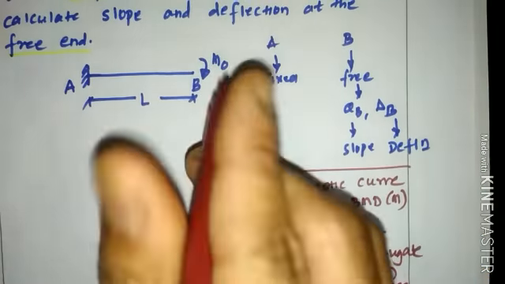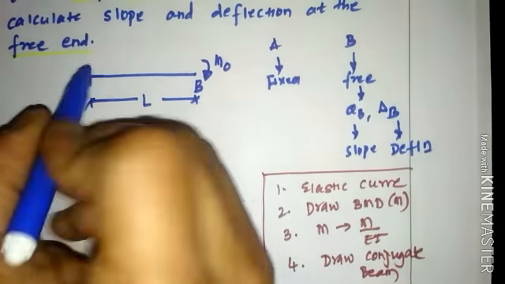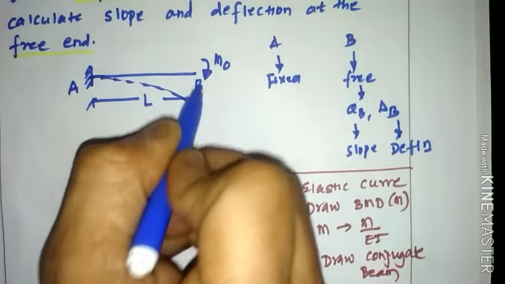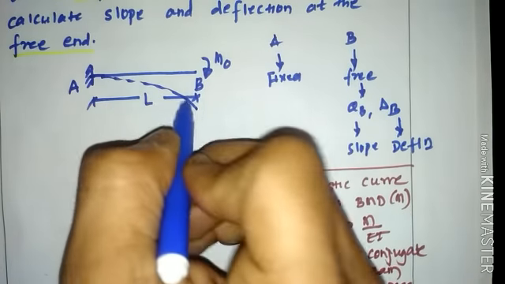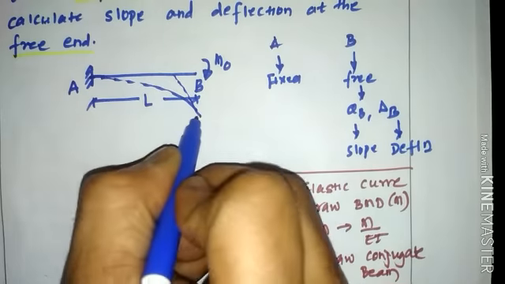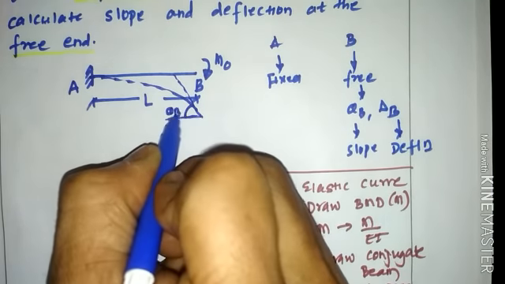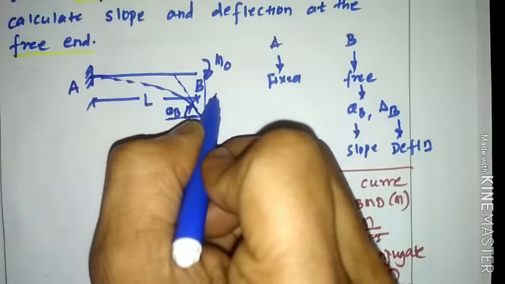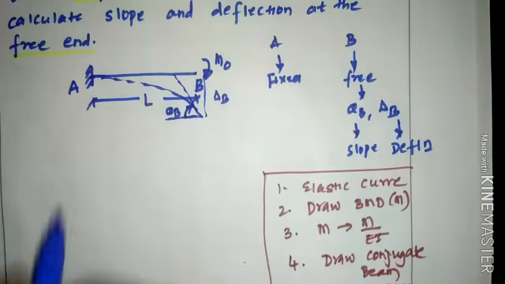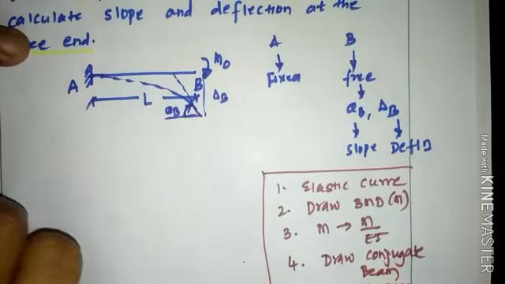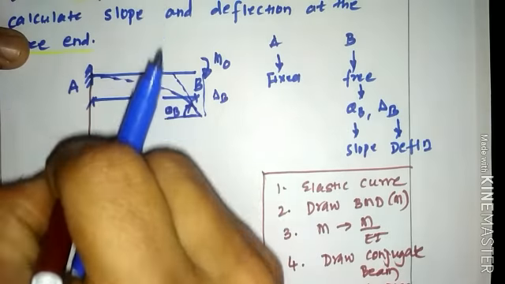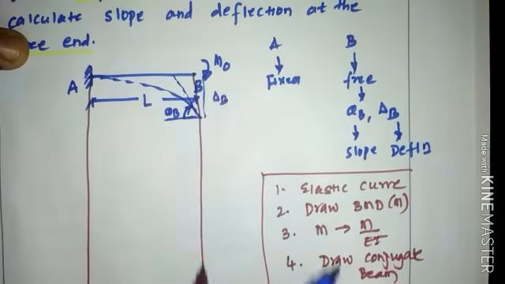So the hogging pattern of bending is basically shown in this particular fashion. If you have a moment at the free end, so if I draw a tangent here, this particular tangent will be in clockwise direction, that is theta B, and this deflection will be called delta B. If you continue further, you are going to draw 4 horizontal lines.